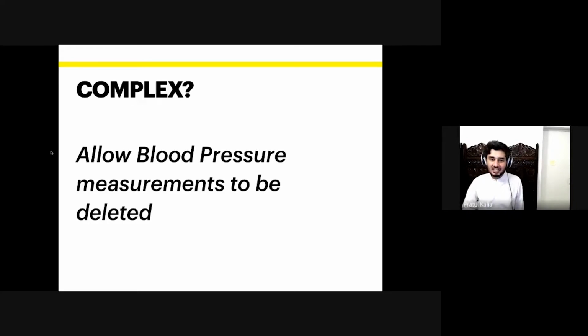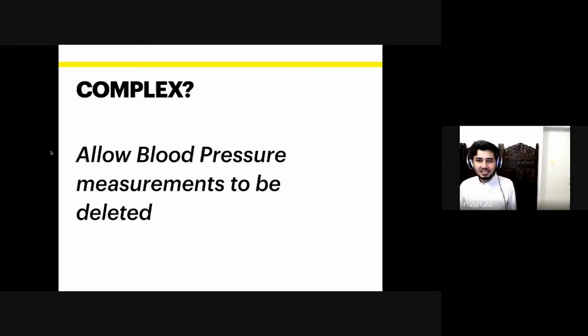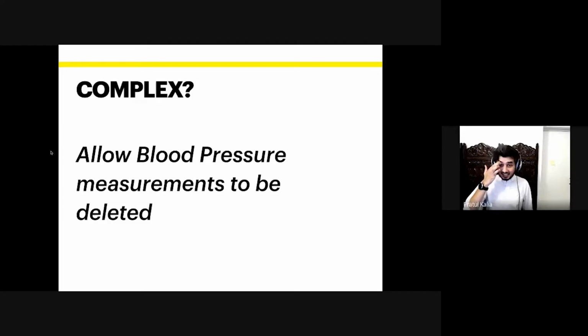This story, this feature request, actually comes from an open source project that my team and I work on. What I did was I looked at some of our stories that were really complex. I looked at our project management board, and I tried to see why these tasks were complex. If you look at this story, allow blood pressure measurements to be deleted, this was the task list for that.